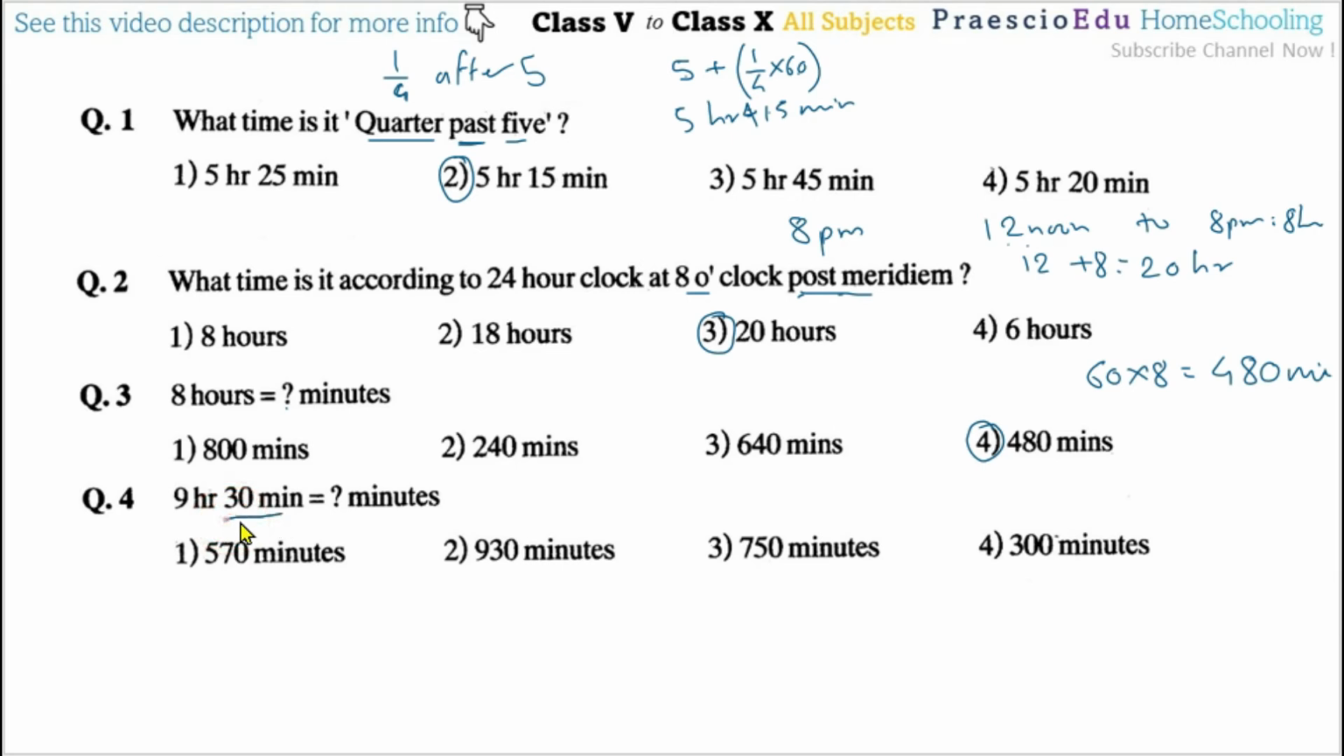Now question number 4, 9 hours 30 minutes is equal to how many minutes? Now here minutes is already given, so these hours we have to convert in minutes. So 9 hours multiplied by 60 is equal to, this will convert in minutes. Okay, so 9 multiplied by 6, this is 54, and then this 0 as it is, means 540 minutes. But this 30 minutes also we have to add. Okay, so plus 30 minutes, so it will come 570 minutes. So 570 minutes is given in option number 1.